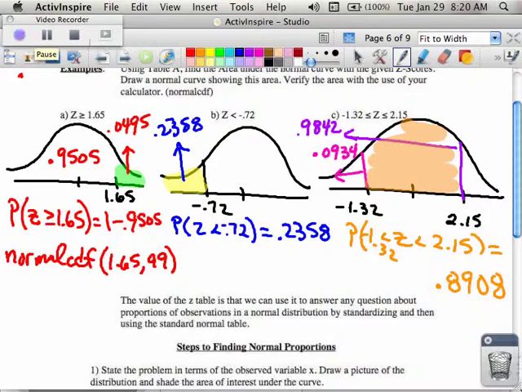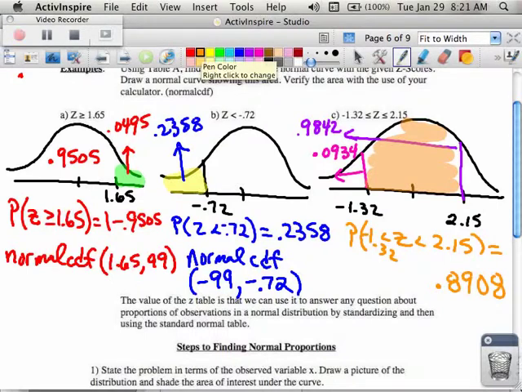Okay, so in part B, the way that you would type this in your calculator would be normal CDF, but in the parentheses, you would put negative 99, because that's the lowest value that you would want, up to negative 0.72. And in the orange, you would type in normal CDF, and then you just write down the two numbers you're in between. So negative 1.32 and 2.15.